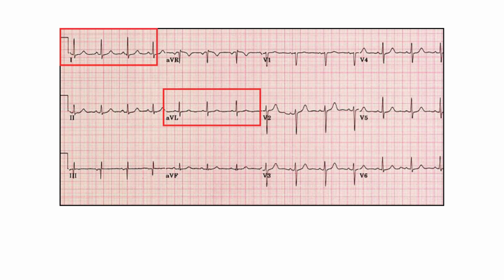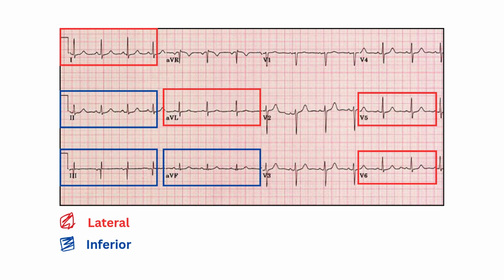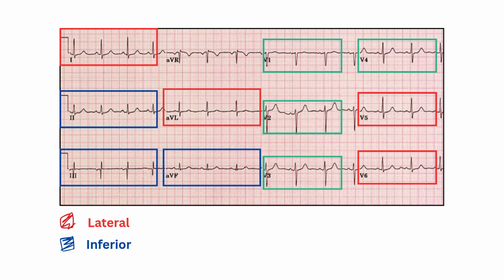Leads 1, AVL, V5, and V6 look at the lateral part of the heart. Leads 2, 3, and AVF look at the inferior part. Leads V1 to V4 provide a septal and anterior view.